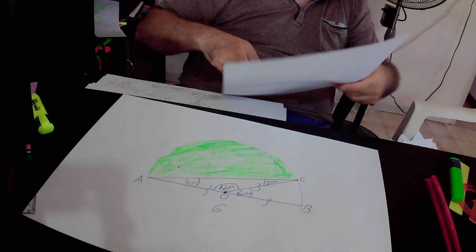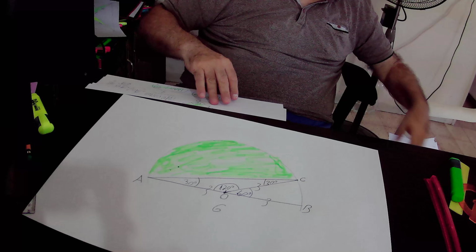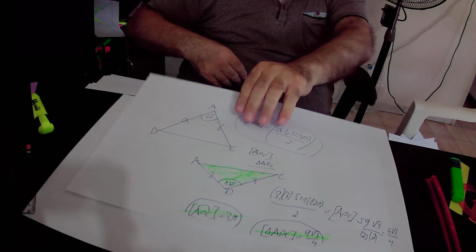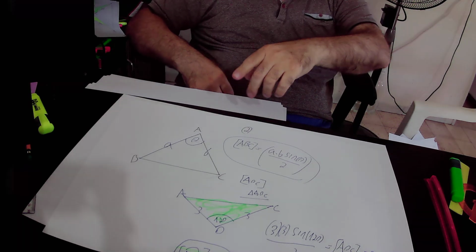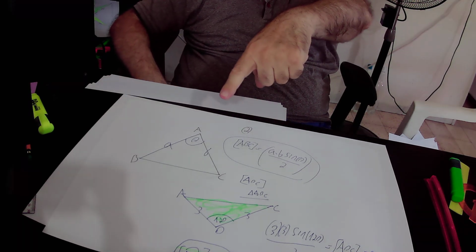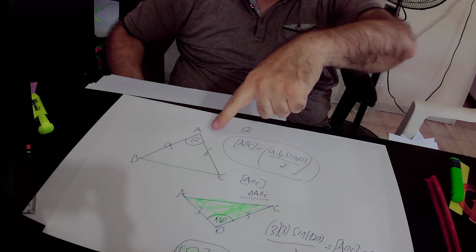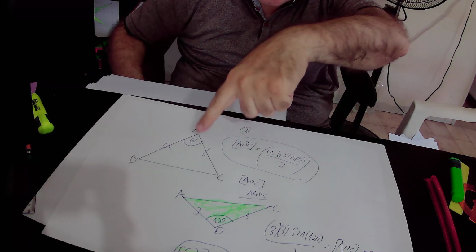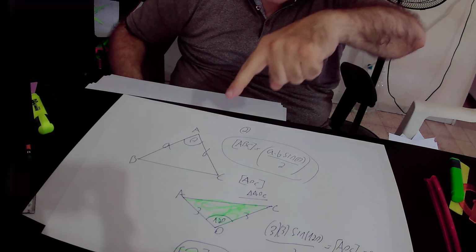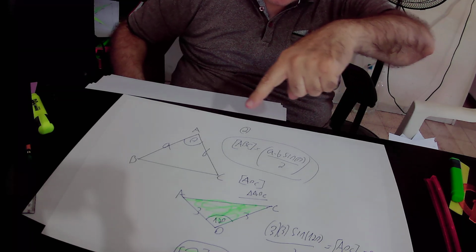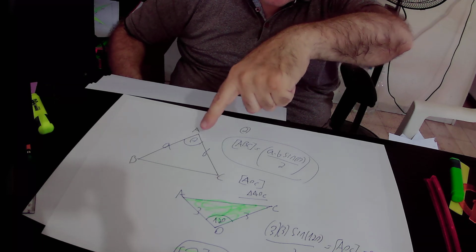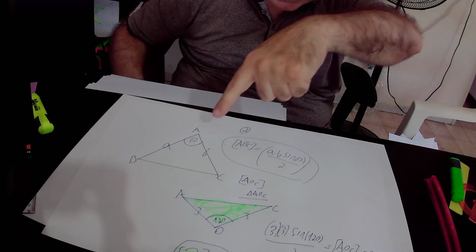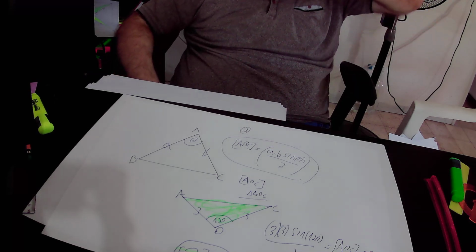Then I presented to you a new formula for the area of any triangle. Here we have triangle ABC that could be any triangle. The length of side AB is A units, the length of side AC is B units, and the angle between side AB and side AC is theta. Then the area of this triangle ABC is A times B times sine theta over 2. Again, the area of this triangle ABC is A times B times sine theta over 2.